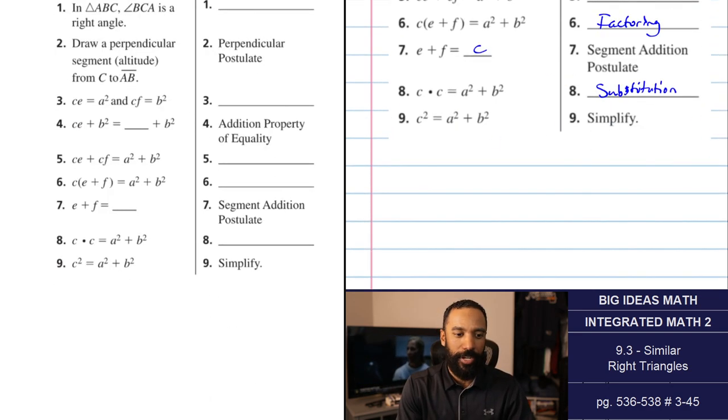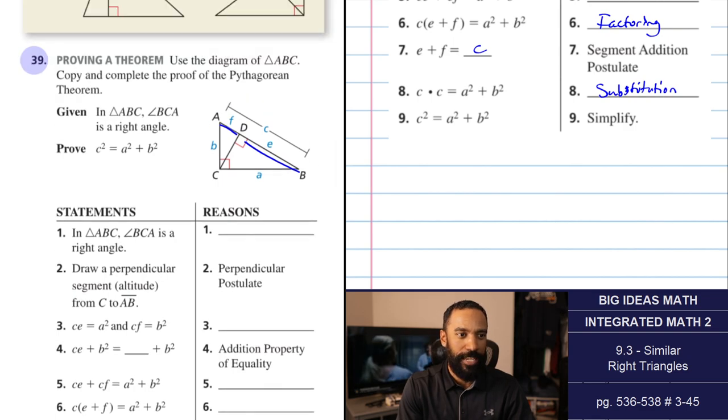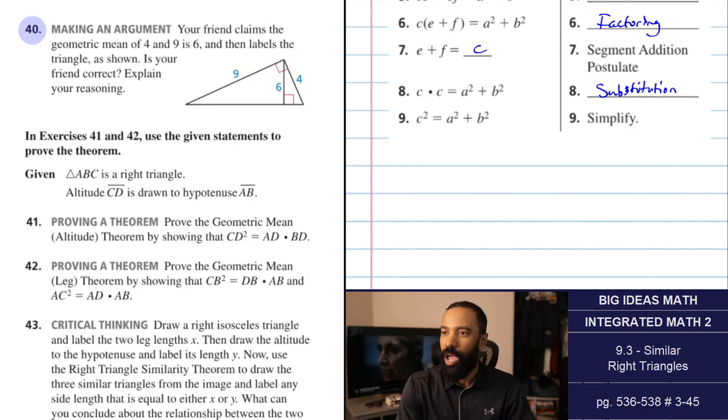Hey, that was pretty fast. All right, thank you, number 39, for being a fast version of a proof that I did not know was going to come, and it was there. All right, number 40.